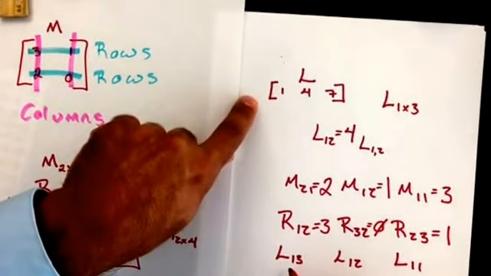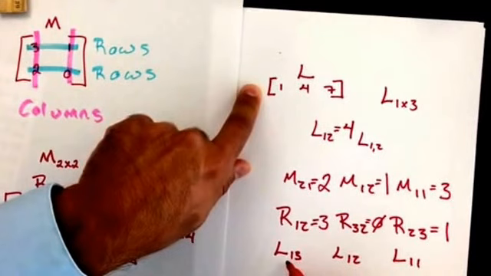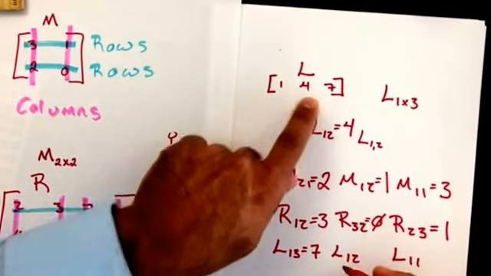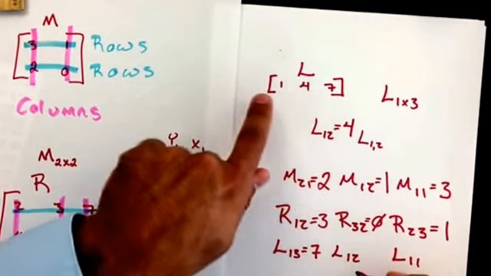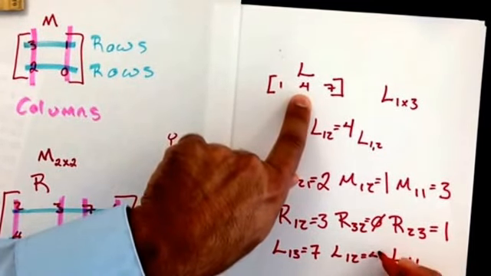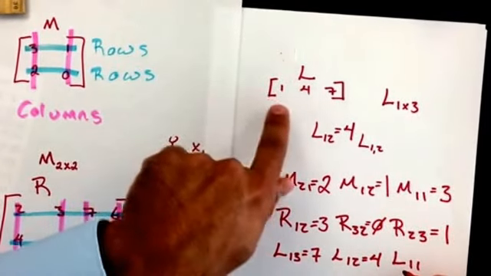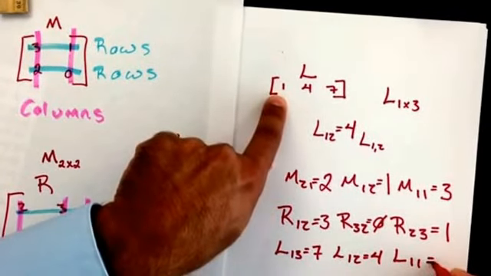Matrix L, this one. Row 1, it's the only row I have. Column 3 is 7. Matrix L, this one. Row 1, this one. Column 2, number 4. Matrix L, this one. Row 1, this one. Column 1, this one, equals 1.